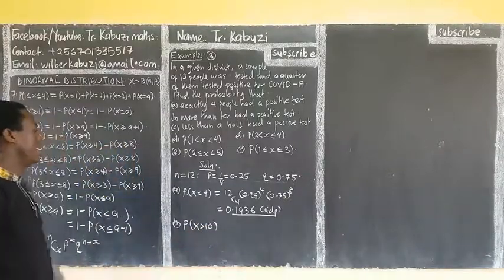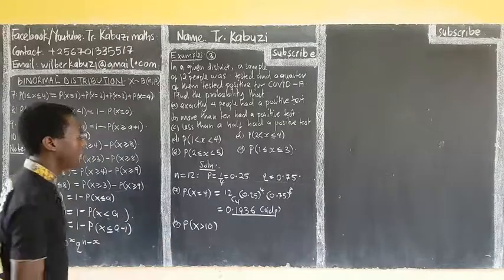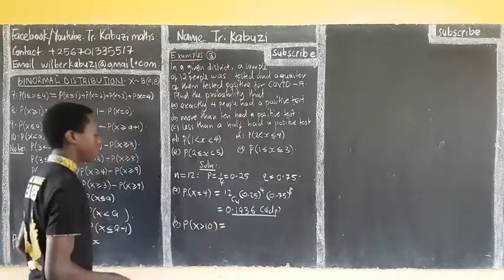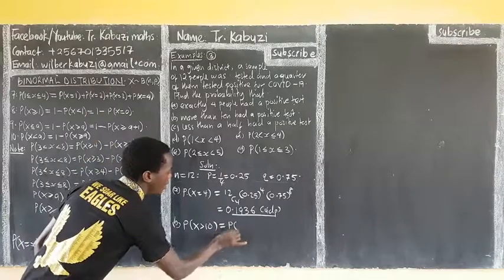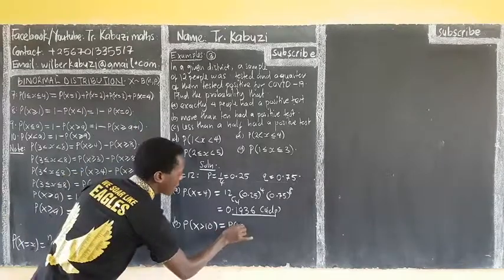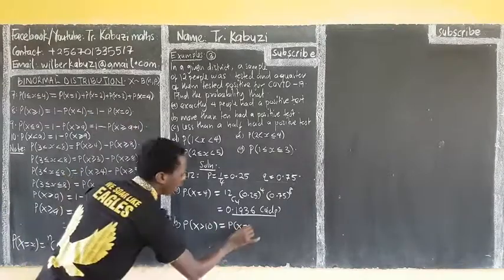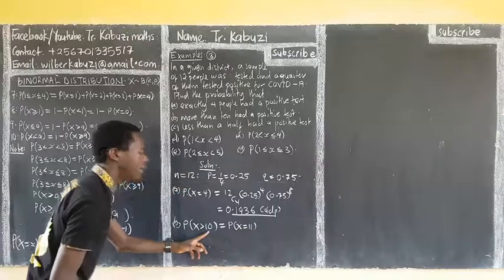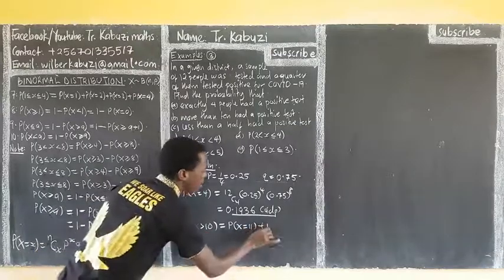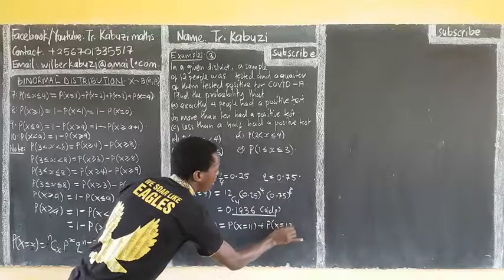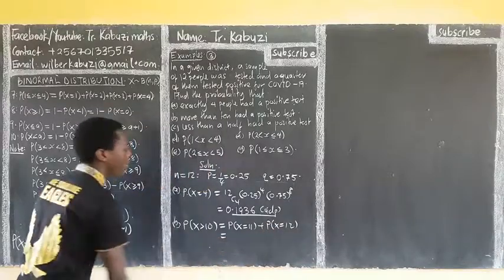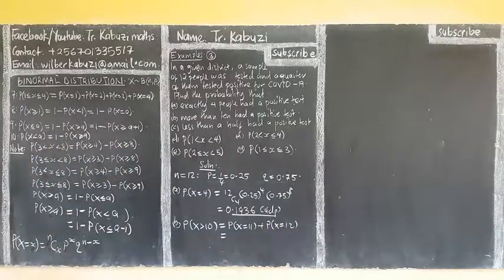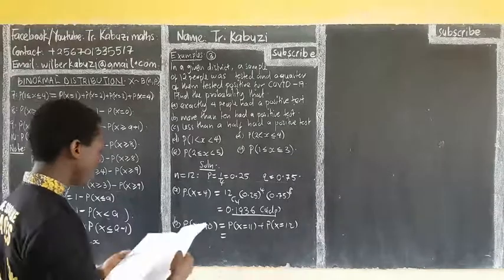You can calculate this by saying more than 10 is the same as the probability when x equals 11, more than 10 so don't include 10, plus the probability when x is equal to 12, and you press that. You get your table, you can use a table or you can use a calculator, but now allow me to use a table.